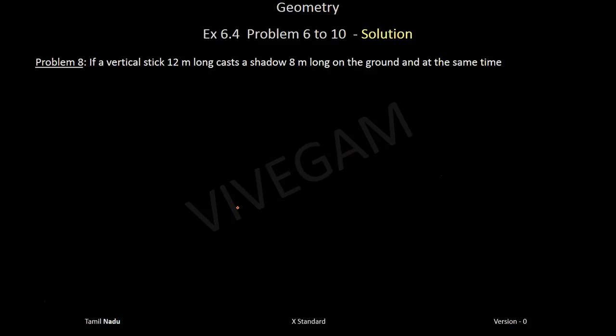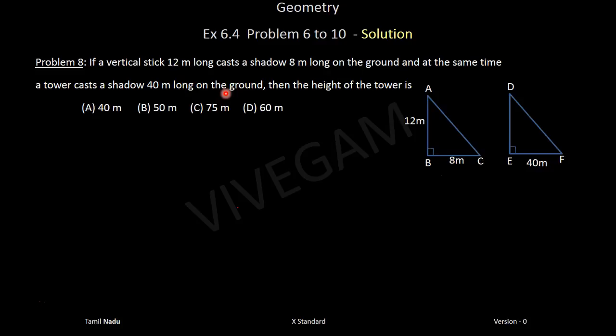If a vertical stick 12 meters long casts a shadow of 8 meters long on the ground, and at the same time a tower casts a shadow 40 meters long on the ground, then the height of the tower is. So let's draw two triangles. This is the vertical stick, and this is the ground. The vertical stick, 12 meters long, casts a shadow of 8 meters on the ground. Now there's a tower, and it casts a shadow of 40 meters.